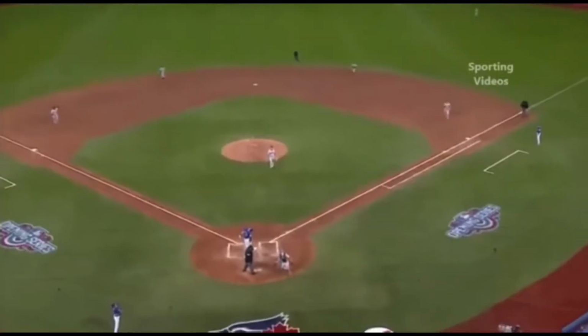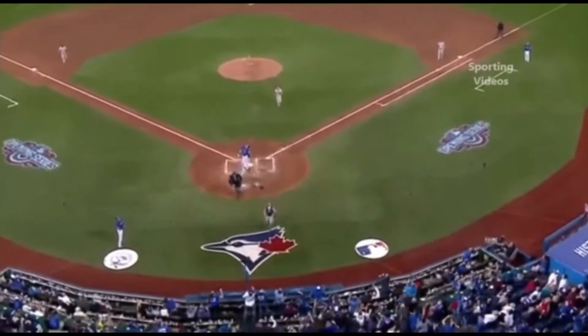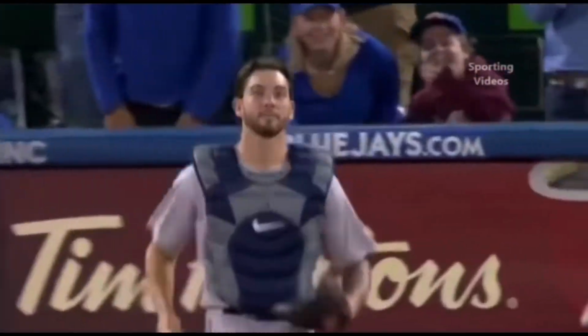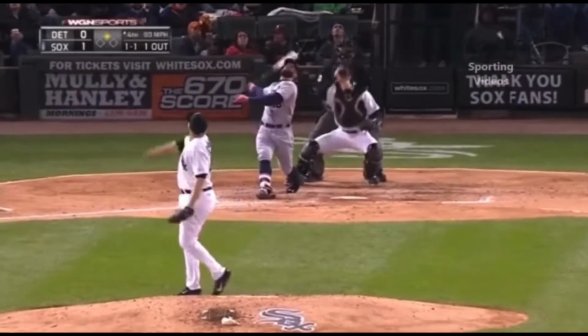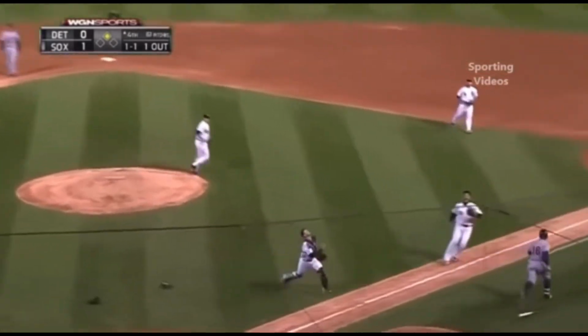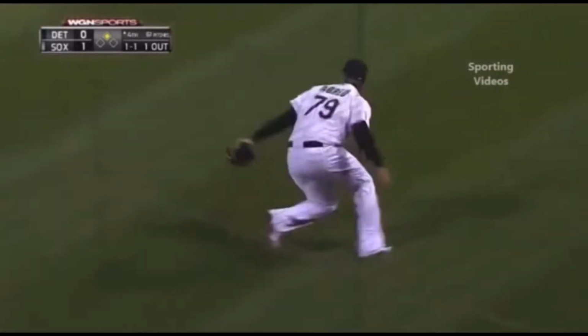High pop-up, sky high, right around the netting. Here comes Swihart, and backing up, and he can't get it. That ball popped way up. Tough play. And Mother Nature is doing her part.